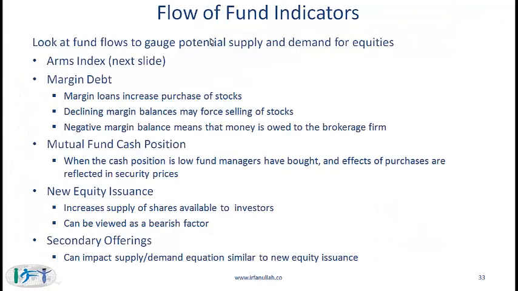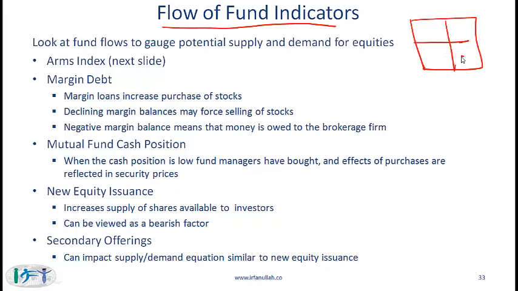And finally, we are talking about flow of fund indicators. So in our 4 sets of indicators, now we are on the final one. Essentially, the flow of fund indicators look at fund flows to gauge potential supply and demand for equities. The indicators we need to understand are given right here. ARMS index is perhaps the most testable one. This we will see on the next slide. The others include margin debt, mutual fund cash position, new equity issuance, and secondary offering.